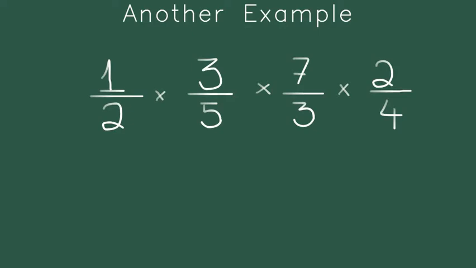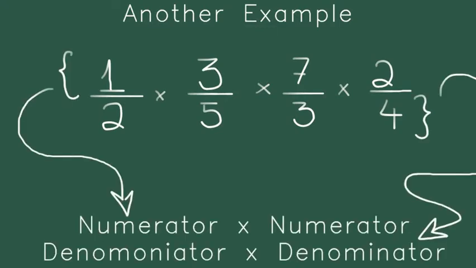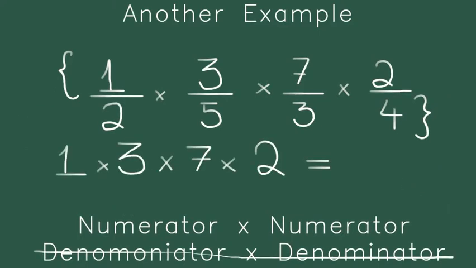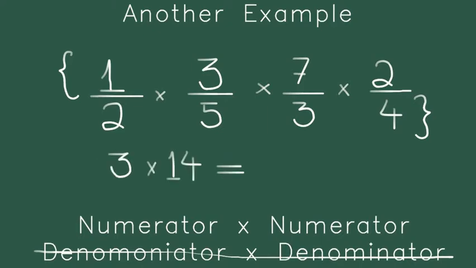Now let's do our second example. Over here we have 4 fractions. 1 by 2 multiplied with 3 by 5 multiplied by 7 by 3 multiplied by 2 by 4. Okay. Now, even though we have 4 fractions over here, we're going to do the same thing. We have the numerators being multiplied with the numerators and denominators being multiplied with the denominators. So let's actually try to do this. 1 times 3 is equal to 3, and 7 times 2 is equal to 14. Okay, so now 14 times 3, we get the answer equal to 42.